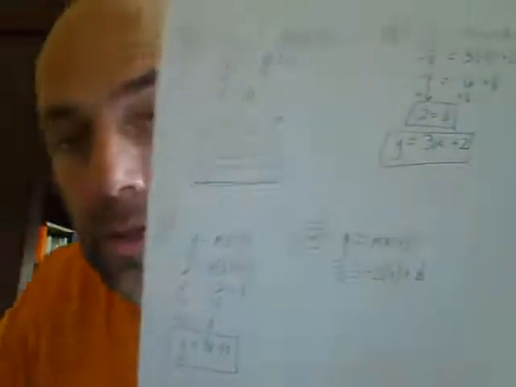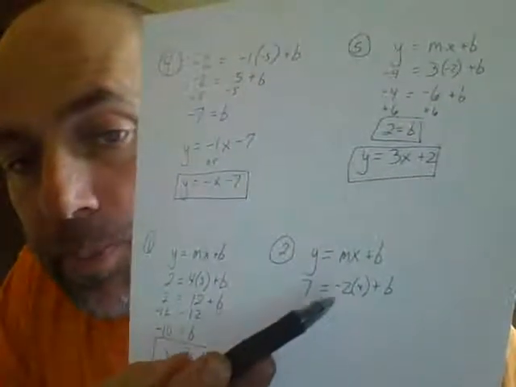Number 2, you have 7 as your y equals your slope of negative 2 times your 4 plus your b. It's going to look like this, number 2. Here it is right here. So negative 2 times 4 is negative 8. So you have 7 equaling negative 8 plus b. Add 8 to each side. You have 15 equals b.